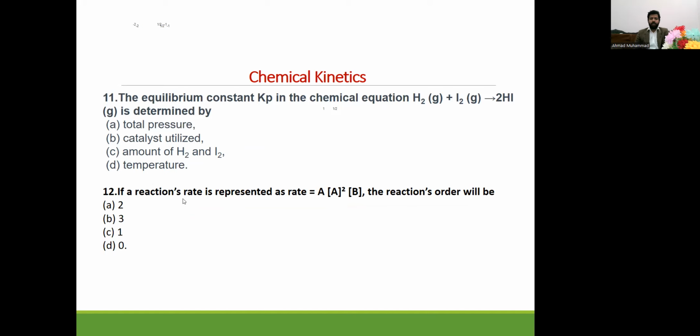If the reaction rate is represented as rate equal to k into concentration of A square into concentration of B, then the reaction order will be equal to: second order reaction, third order reaction, zero order reaction, or first order reaction. So the right option from these options is C. The reaction will be a third order reaction.